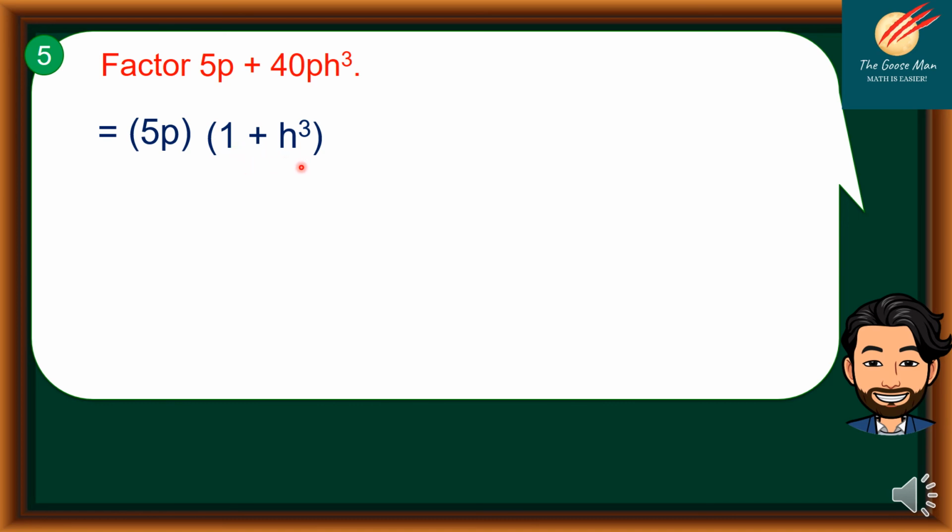So let's factor this one further. Just copy 5p. For our binomial, get the cube root of 1 and the cube root of 8h cubed respectively. Since this is plus, we will write here 1 plus 2h. On our trinomial, the first term is the square of 1, so 1 times 1 equals 1. The middle term is the product of 1 and 2h, and get the opposite, so we come up with negative 2h. And finally, we have here 2h times 2h, which is equal to 4h squared.